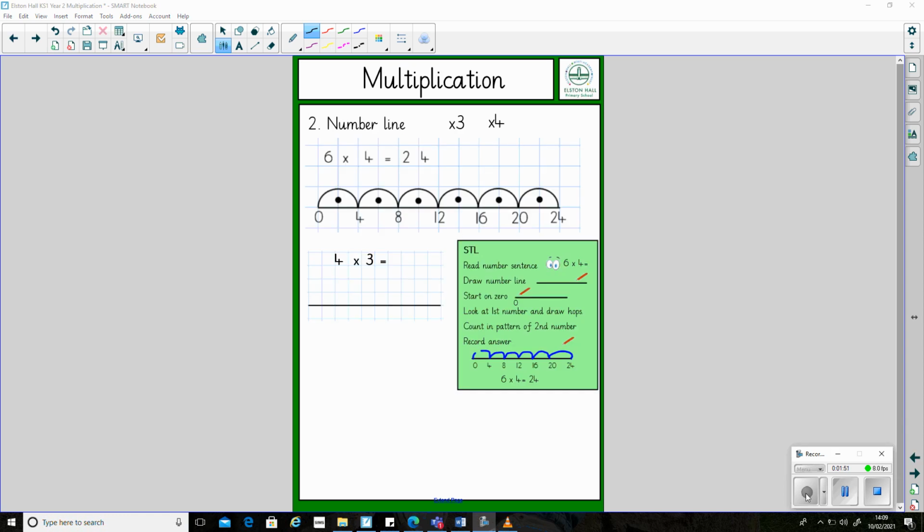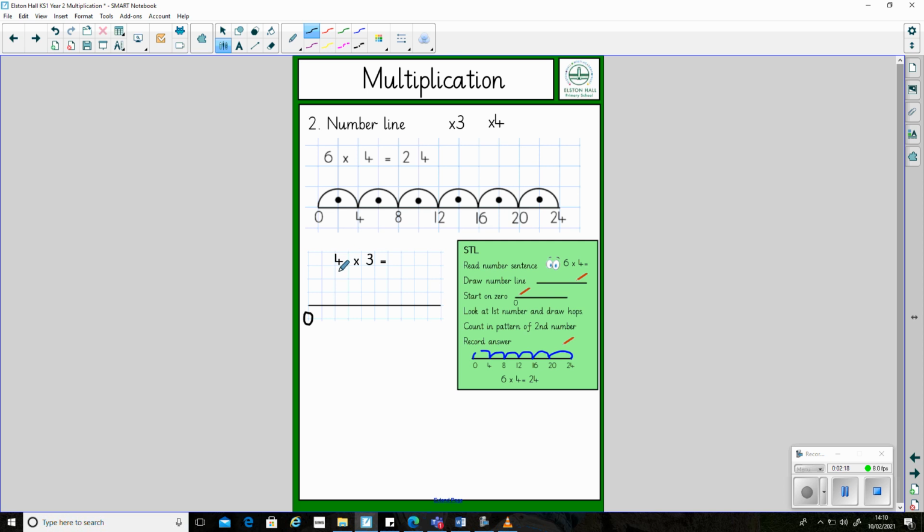After the mental methods, we then move on to using a number line for the 3 times table and the 4 times table. And this is the way we solve times on a number line. So again, we'd ask the children to read the number sentence. So 4 times 3. We'd then ask them to draw their number line and to start at 0. We always encourage them to put the 0 first before moving on to anything else.